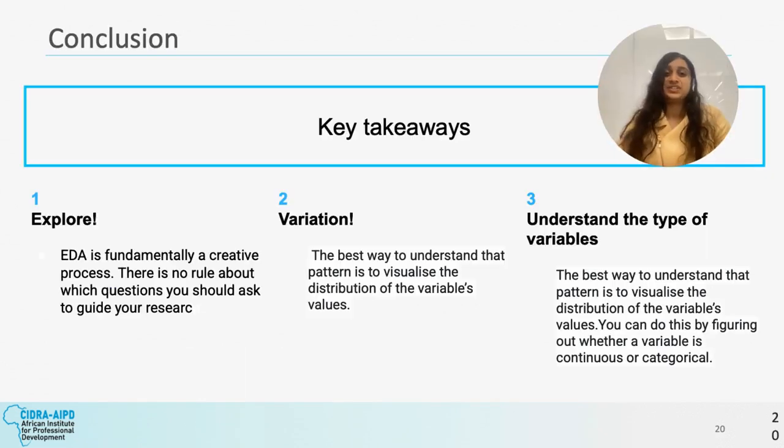So, in conclusion, there are three things I want you guys to walk away from this lesson with. Number 1, EDA is a fundamentally creative process. There are no rules about which questions you want to ask and explore further to guide your research. Number 2, the best way to understand patterns is to visualize the distribution of the variable's values. And the best way to do that is to understand the type of variables. You can do this by figuring out whether that variable is a categorical variable or a continuous variable.